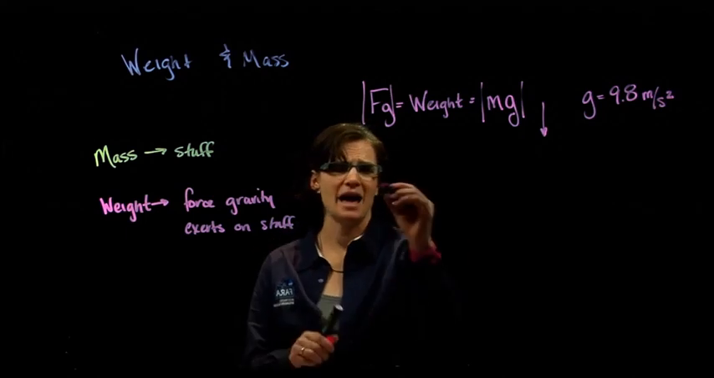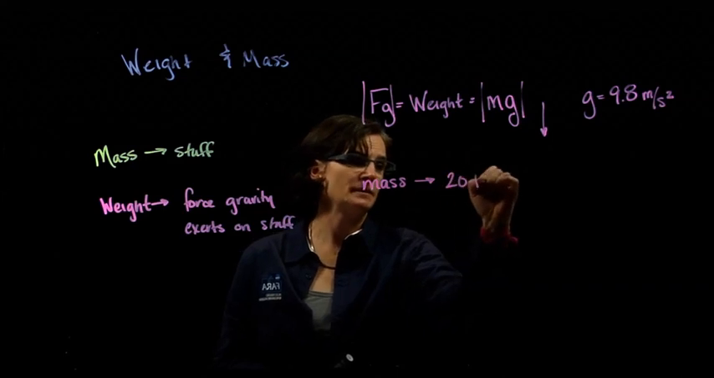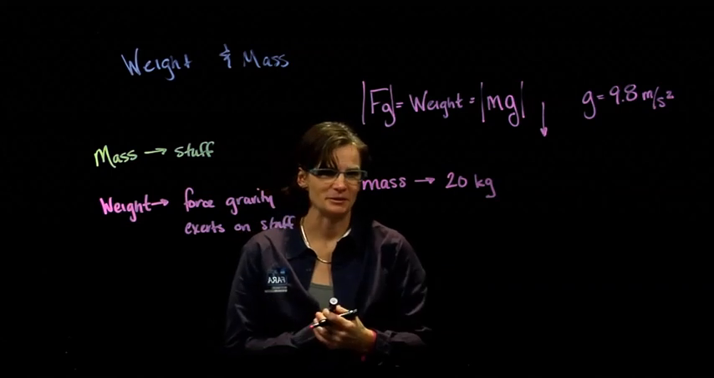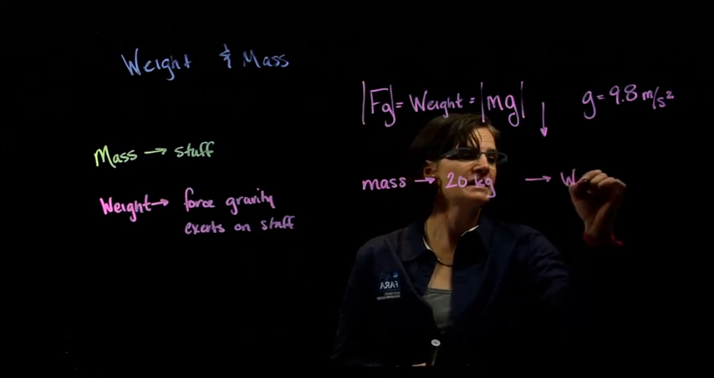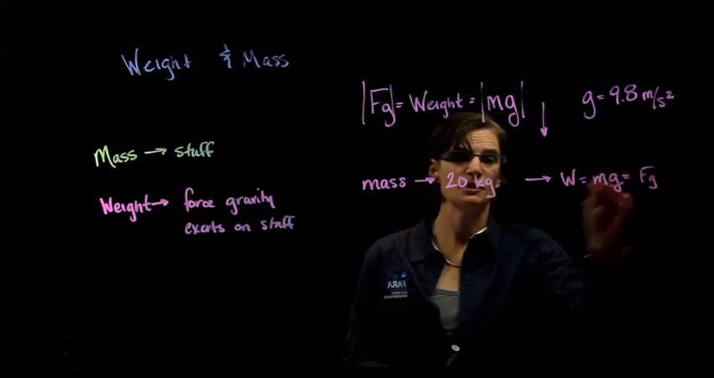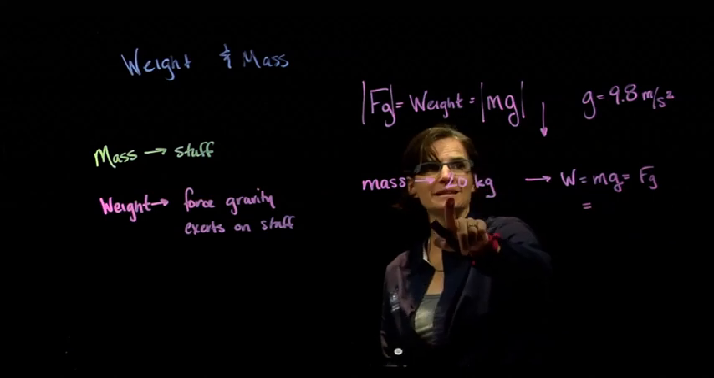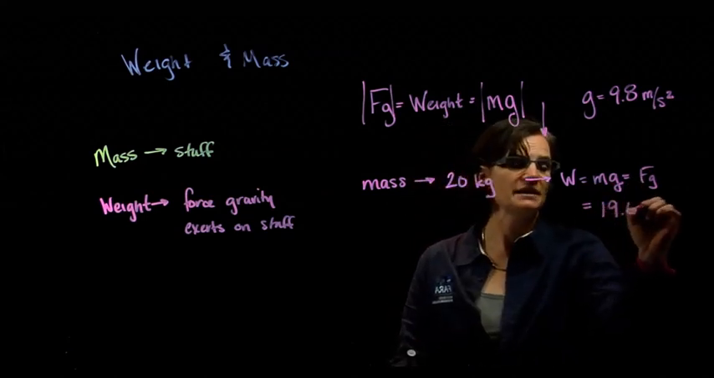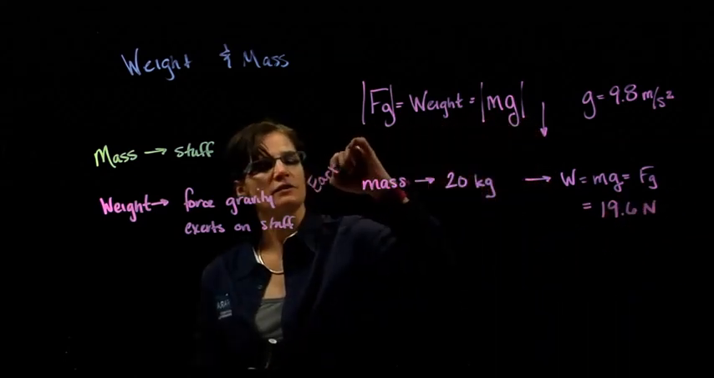Let's say you have a mass of 20 kilograms on Earth. So the mass of the object is 20 kilograms. The weight of that object on Earth is equal to its mass times gravity, which is the force of gravity. Those are equivalent values. So the weight is the mass, 20, times gravity, 9.8. It's equal to 196 newtons. So this is on Earth.